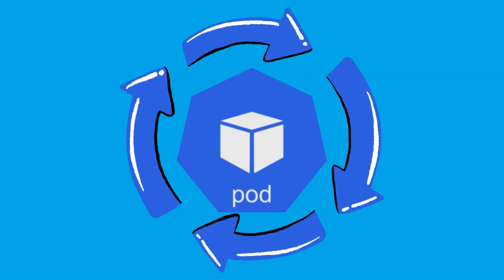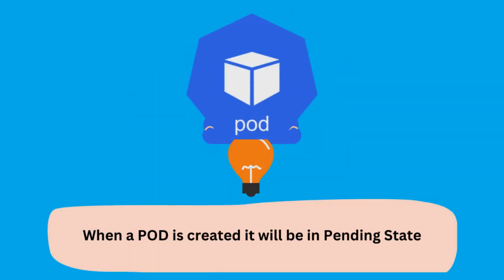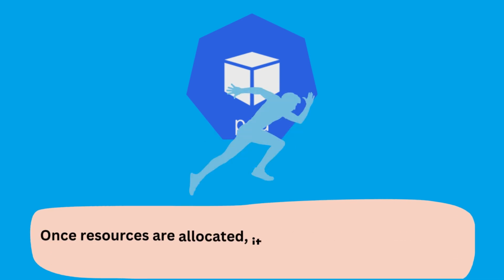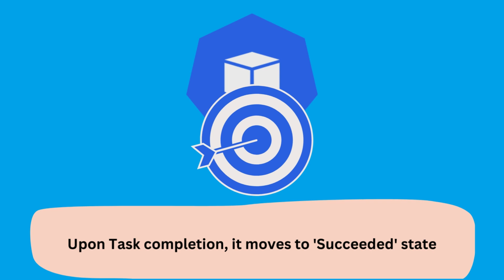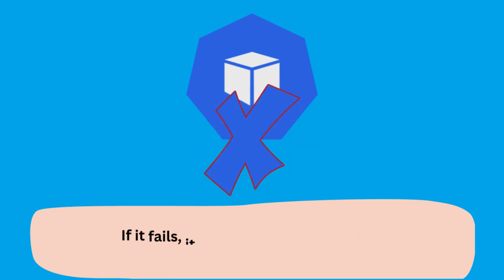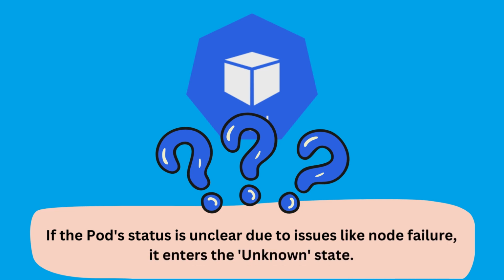Now let's have a look at the pod lifecycle. When a pod is first created, it enters the pending state. Once resources like network and storage are allocated, it moves to the running state. If it completes the task successfully, it transitions to the succeeded state. If it fails, it goes to the failed state. If the pod's status is unclear due to issues like node failure, it enters the unknown state.